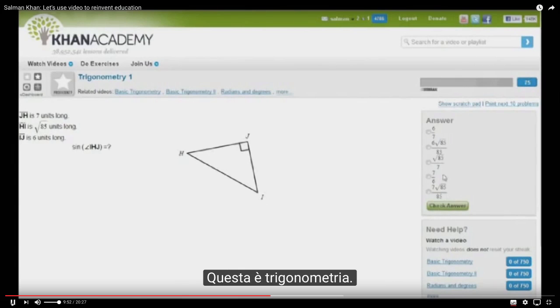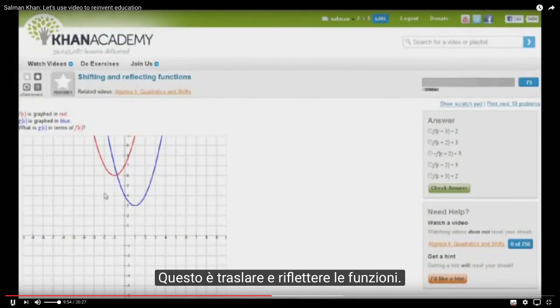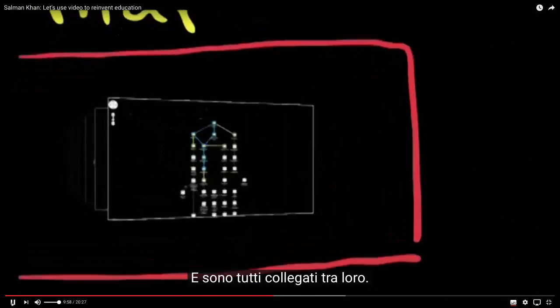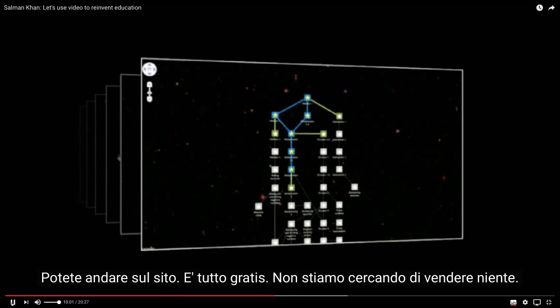This is just another one of the modules. This is trigonometry. This is shifting and reflecting functions. And they all fit together. We have about 90 of these right now. And you could go to the site right now. It's all free, not trying to sell anything.